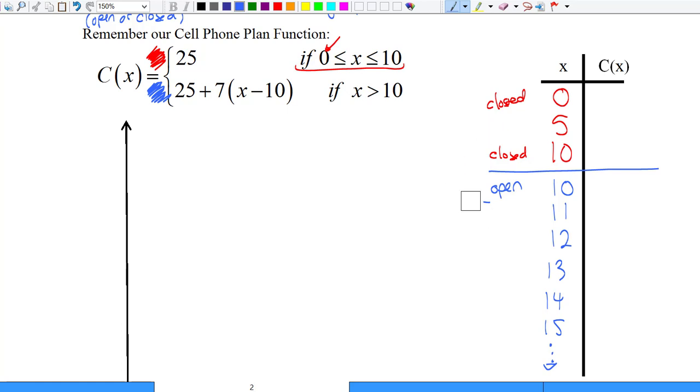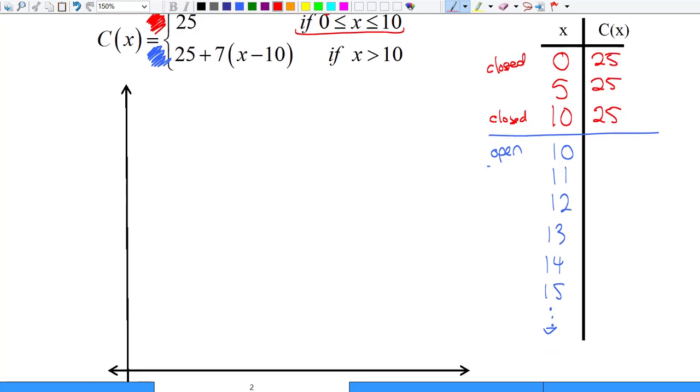Okay? Alright, so let's go back to my red. If I have 0 minutes, how much am I going to pay? Well, if I plug in 0, my answer is just 25. What if you have 5 gigabytes? If I plug in 5, well, my answer is still 25. I'm still going to pay 25. What if you have exactly 10 gigabytes of data? Well, I'm going to be charged exactly $25, okay? All right, so let's go ahead and graph what we can here. Let's see.